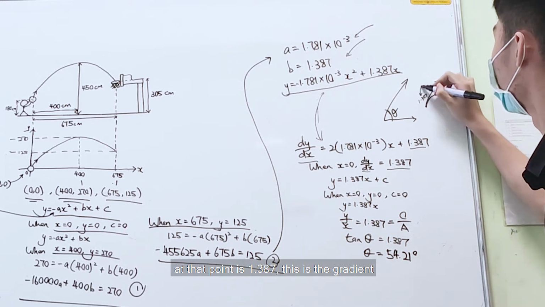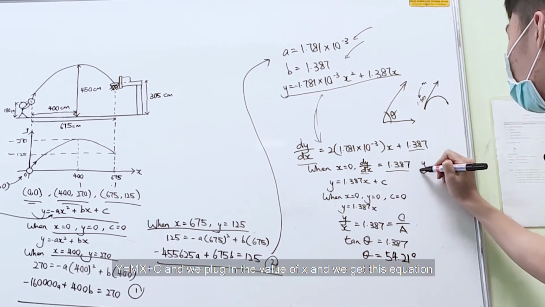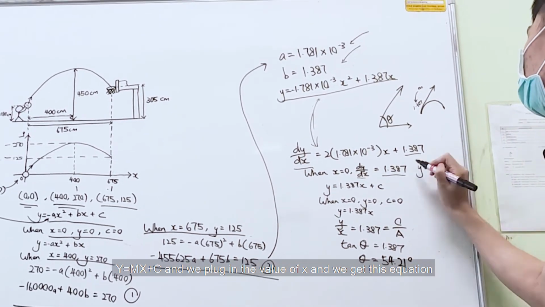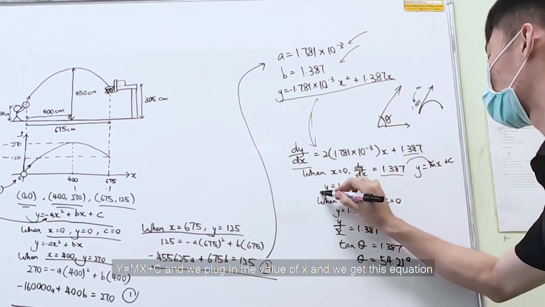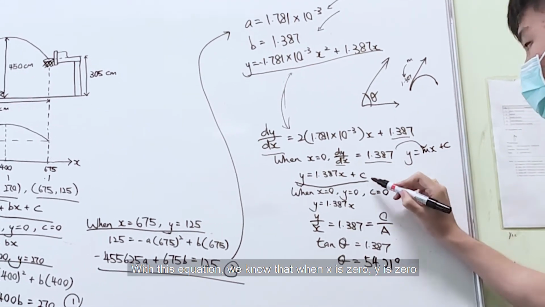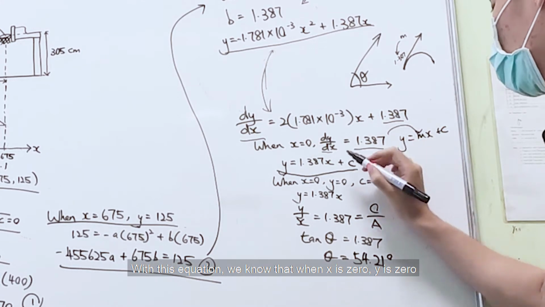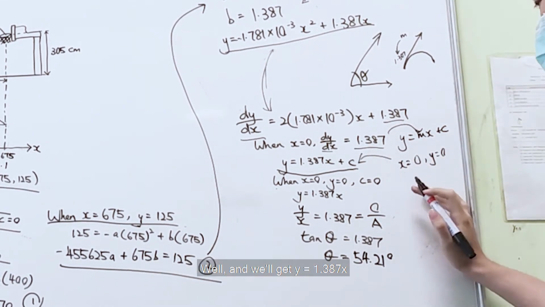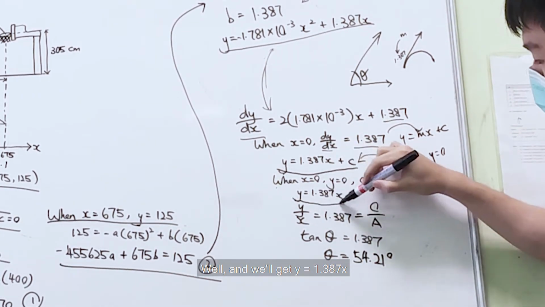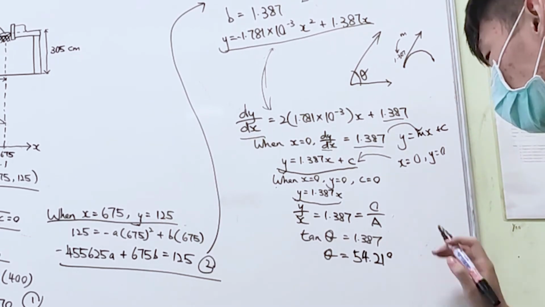This is the gradient. y is equal to mx plus c, and when we plug in the values of x, we will get these equations. With these equations, we know that when x is 0, y is 0. Well, we'll get y is equal to 1.387x.